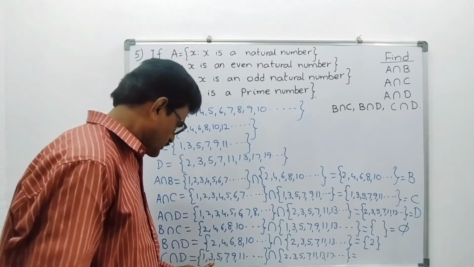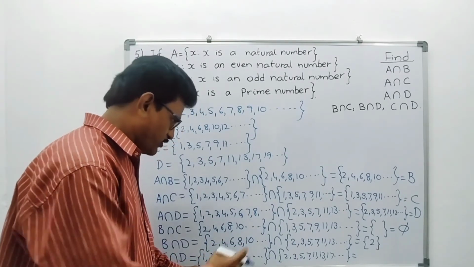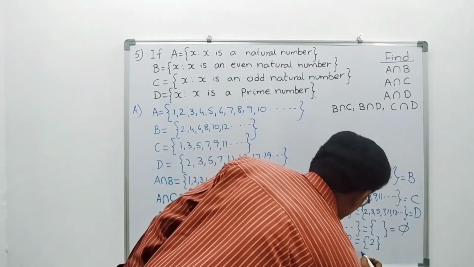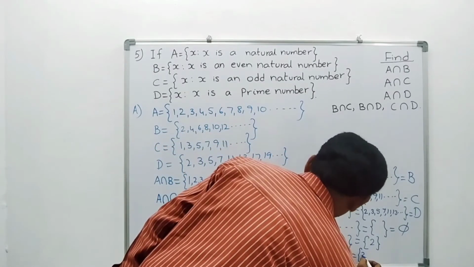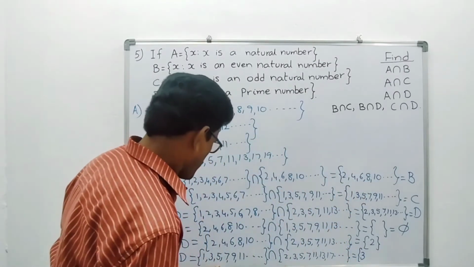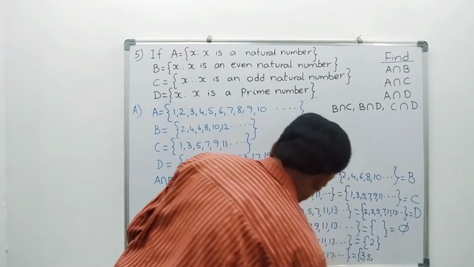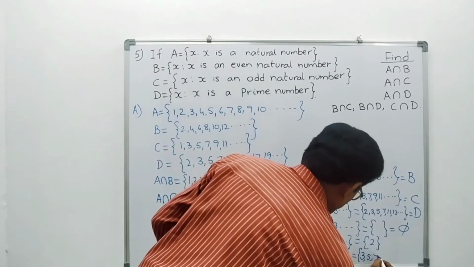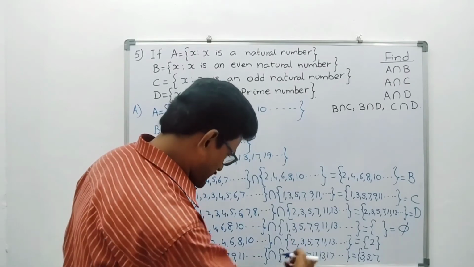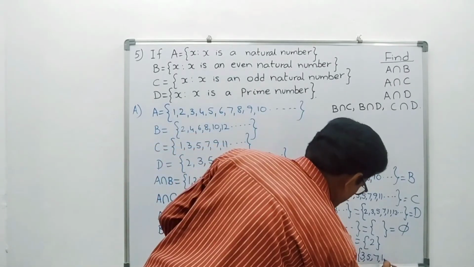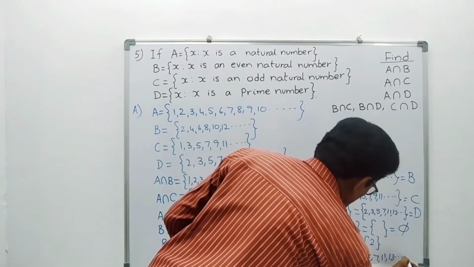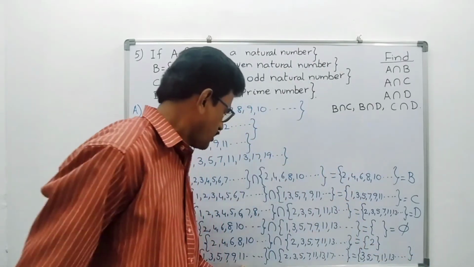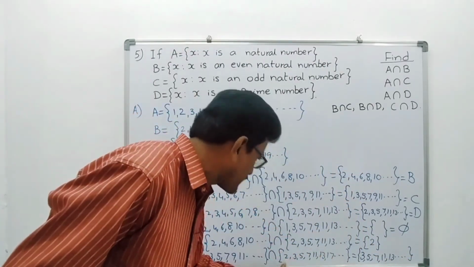1, it is not there. 3, it is there. 5, it is there. 7, it is there. So what are the elements? 3, 5, okay, 7 is there. Observe here, 9 is not there. Again 11 is there. Next 13. So what are the numbers we are getting here? All prime numbers will come except 2.